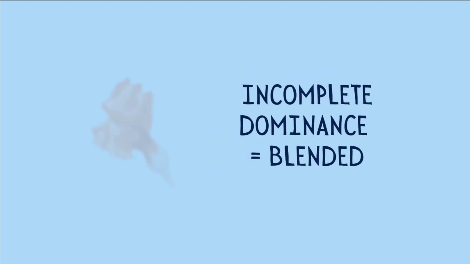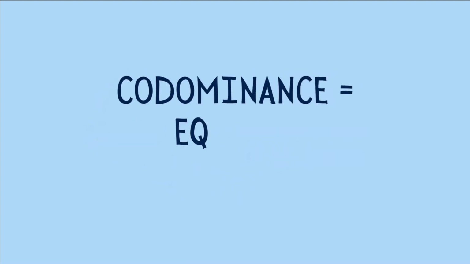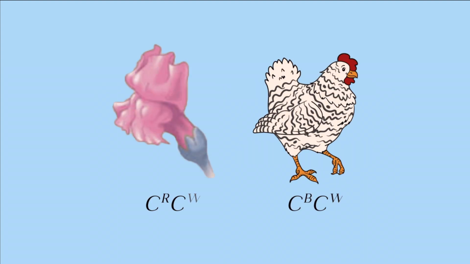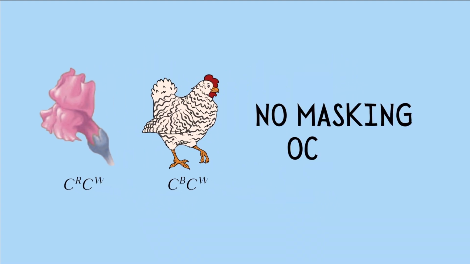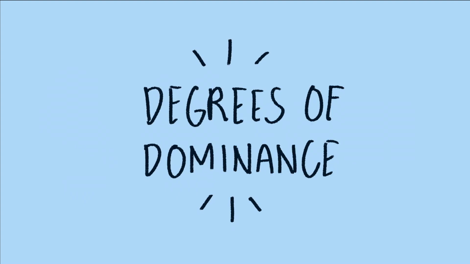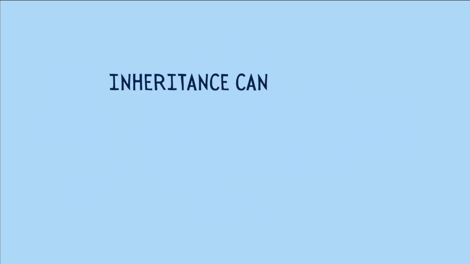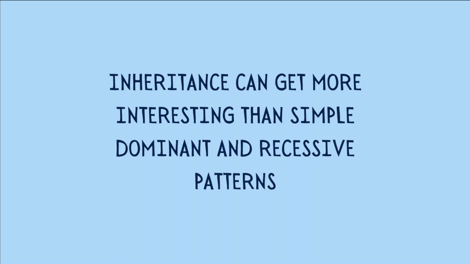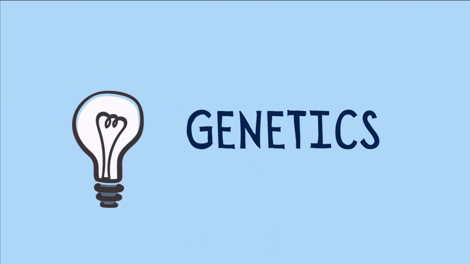Let's quickly recap. Incomplete dominance creates a blend of traits, like pink snapdragons. Codominance shows both traits equally, like black and white speckled feathers of a chicken. Both of these differ from complete dominance by showing the effect of both alleles, rather than one completely masking the other. The degrees of dominance is just one way to show how inheritance can get more interesting than simple dominant and recessive patterns. So, next time you think about genetics, remember, there's more to the story than Mendel's peas.